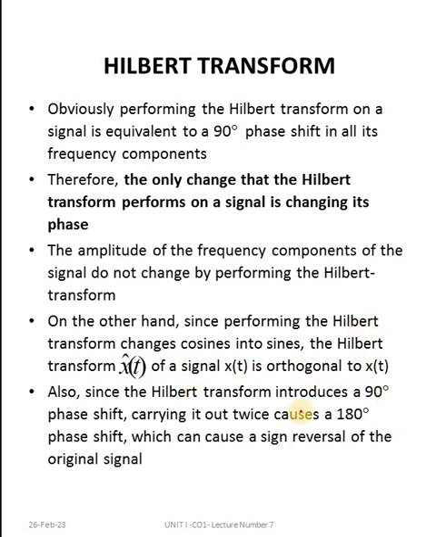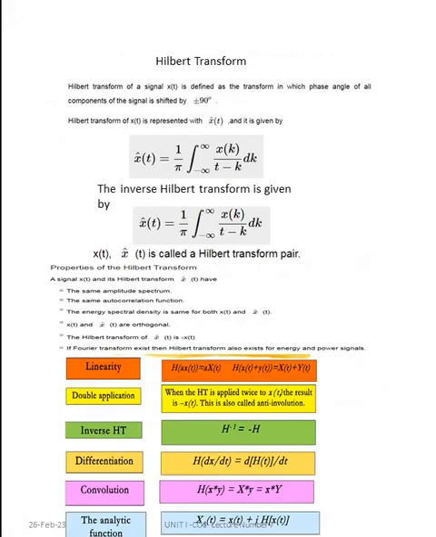So what is orthogonal? Orthogonal means a 90-degree phase shift, or we can say perpendicular to each other. Also, since the Hilbert transform introduces a 90-degree phase shift, carrying it out twice causes a 180-degree phase shift, which can cause a sign reversal of the original signal. So here some examples are given, and corresponding properties are listed here. The Hilbert transform of a signal x of t is defined as the transform in which the phase angle of all components of the signal is shifted by either plus or minus 90 degrees.